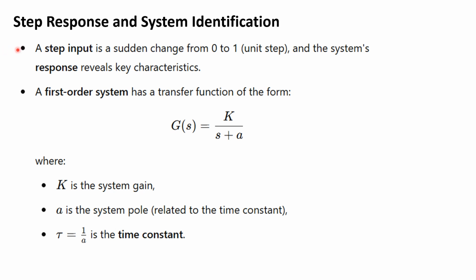So first of all, we have a step input. Again, we've talked about this in the last lecture. This is simply we go from 0 to some known value, a unit step, and then we look at how the system responds. So a first order system has a transfer function of the following form, where K and A are both constants. K is known as the system gain, and A is the system pole, but as we'll find, that's also the time constant. This is tau, which, for an exponential function, the time constant is 1 over A. That's the A value that goes in here in the transfer function.